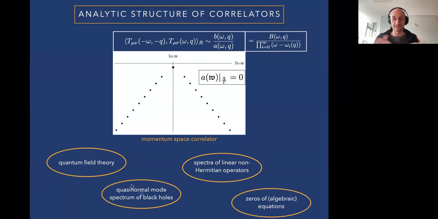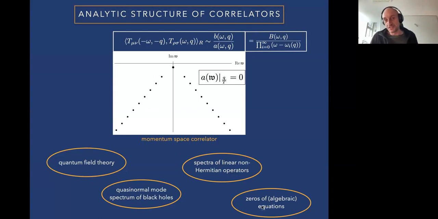Many people in astrophysics are, and people have been studying quasi-normal modes for decades with no reference to holography or QFT. The problem is the same because we're solving the same equation. You could also, as a mathematician, just be interested in spectra of linear non-Hermitian operators. You can think of these dots as eigenvalues of non-Hermitian operators. They're not real, so they lie somewhere in the complex plane. So it's an equivalent kind of question that you could ask.